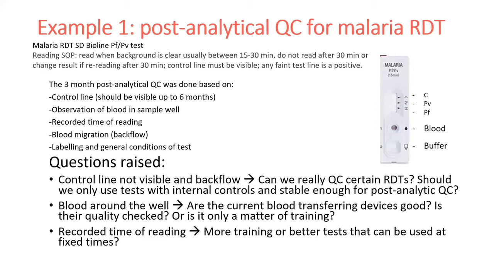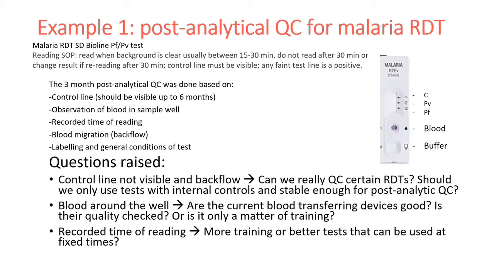And then in the central lab, the team would inspect the test for a control line that should be visible up to 6 months. They would observe if there was blood in or around the sample well, and they would inspect the general condition of the test in terms of when the time was recorded, the labeling, and other aspects that might show whether the test was well run, and obviously if there was blood migration. Now we know that most of the malaria tests have backflow. So obviously the blood migration can be checked to a certain extent.